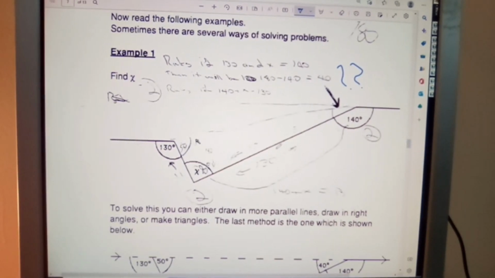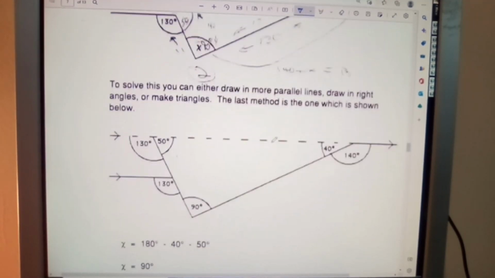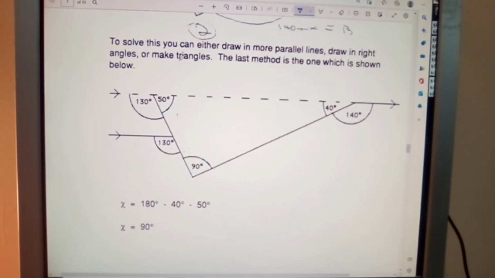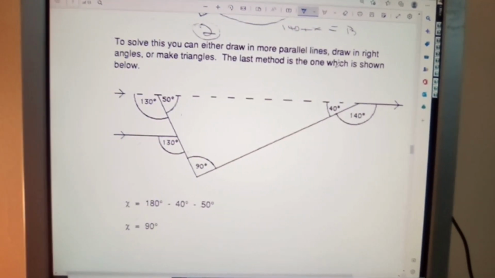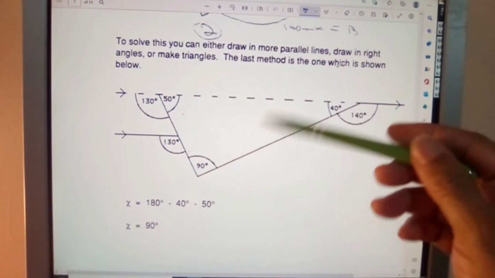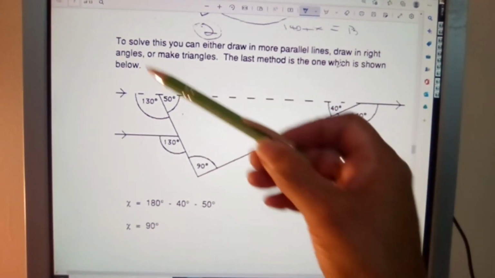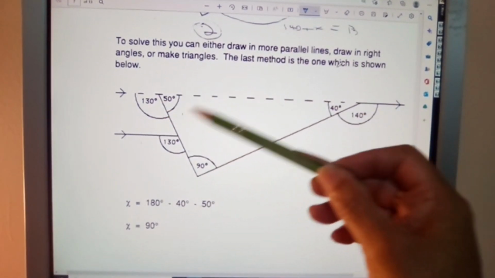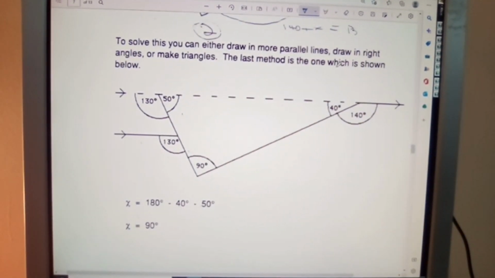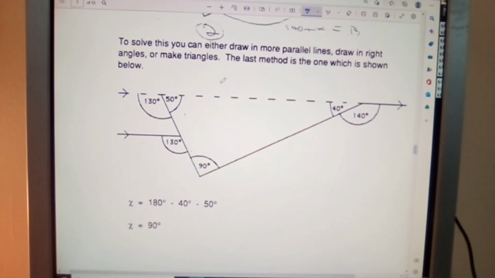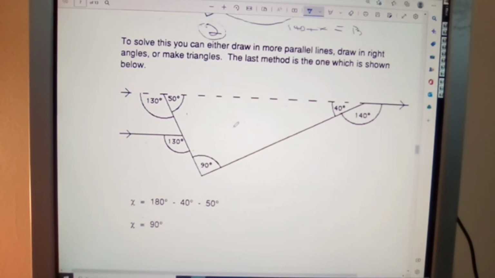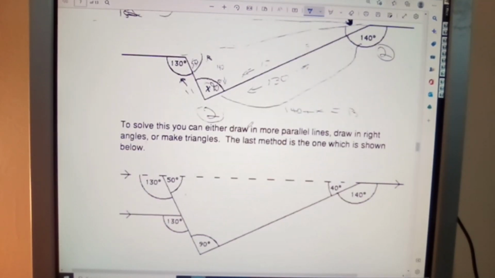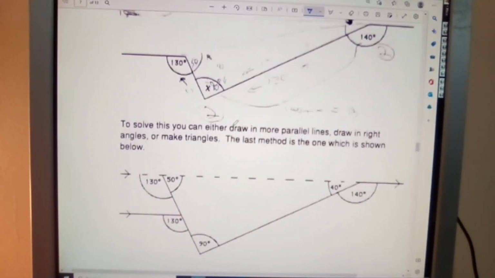To solve this, you can either draw in more parallel lines, draw in right angles, or make triangles. The last method is the one which is shown below, so this is the method we're going to use here. What we're looking at here is finding x. Now where is x on here? X is here, and x is here. That is our x.